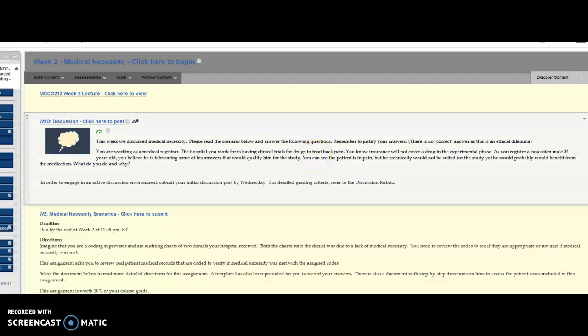To week 2. We're going to go through what is due this week. So we have the discussion. This week we are going to be discussing medical necessity.